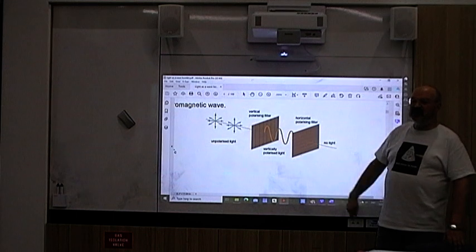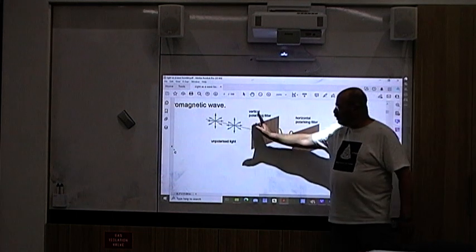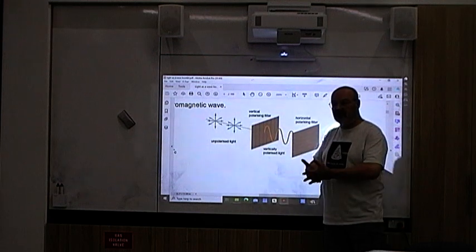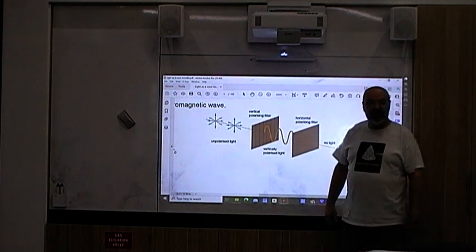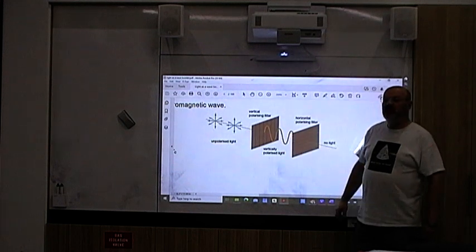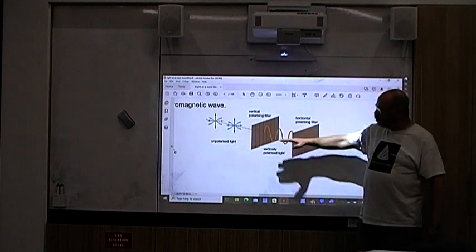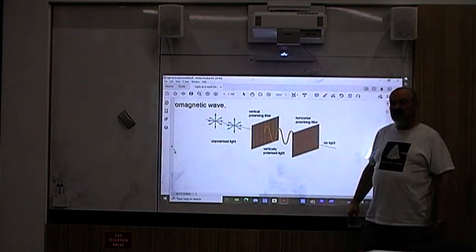What the polarizing filter does is, when light comes through the polarizing filter, through the material which allows oscillations of the electric field only in one direction, the light coming out will be polarized. Its electric field will oscillate just in one direction, and so the magnetic field perpendicular to it.